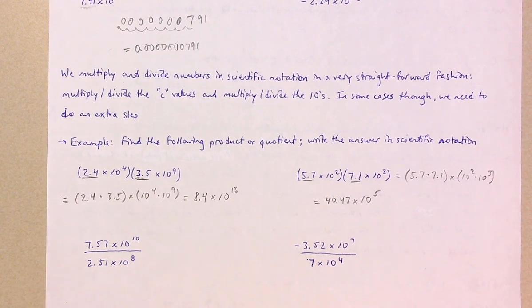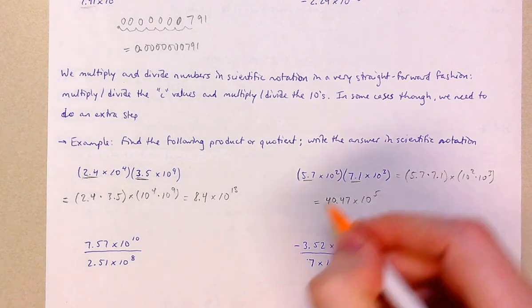Now, you may stop here and think that your work is done. It's not. This number here is not in scientific notation. It's not in scientific notation because if we look at our C value here, that is not a number where there is only one digit to the left of the decimal place. There's the 4 and the 0. So we need to work with that so that we change it into something so that there's only one digit to the left of our decimal place.